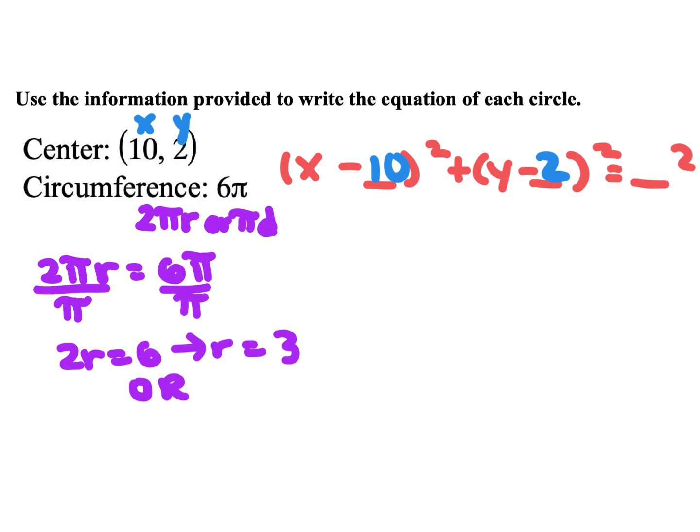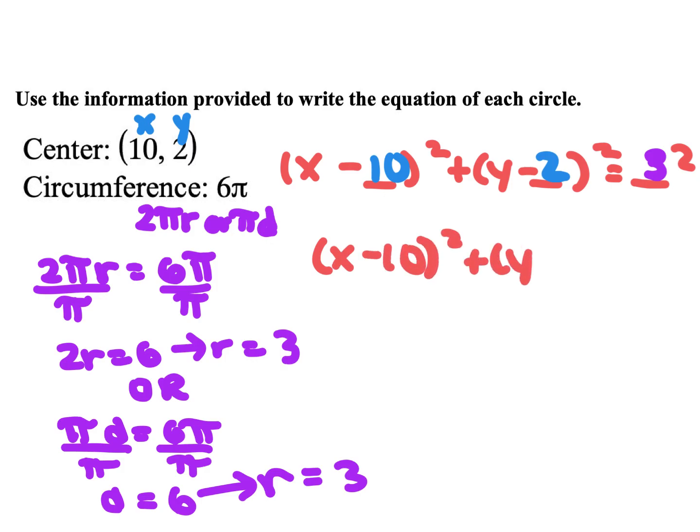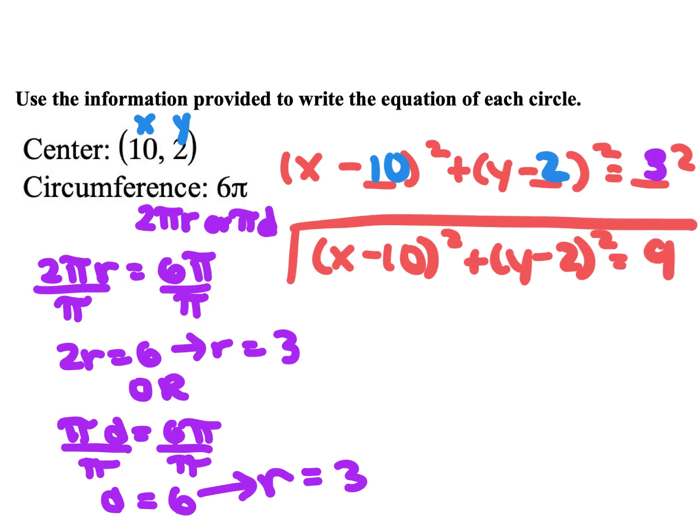Or if I say that pi times diameter equals 6 pi, you divide both sides by pi to get the diameter is 6, which then subsequently means the radius is 3. Either way, I'm going to plug 3 in here. So when I simplify, there aren't any signs to change. So it stays as x minus 10 squared plus y minus 2 squared equals 9.